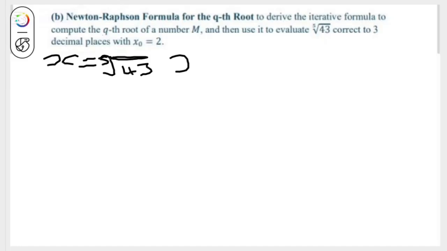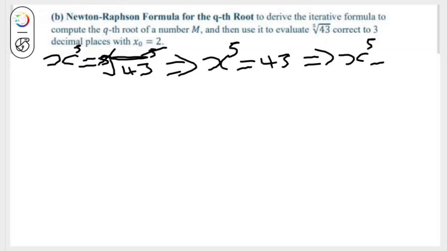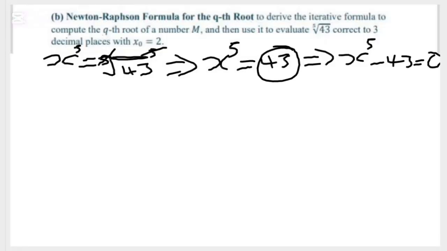And this can be rewritten as, if I take the 5th root of both sides, the 5th root will cancel the 5th root. At the end I will be left with only x raised to the power of 5, which equals 43. This implies that x raised to the power of 5 minus 43 equals 0. When this positive 43 crosses the equal sign, it will become negative, and therefore I will equate it as 0.